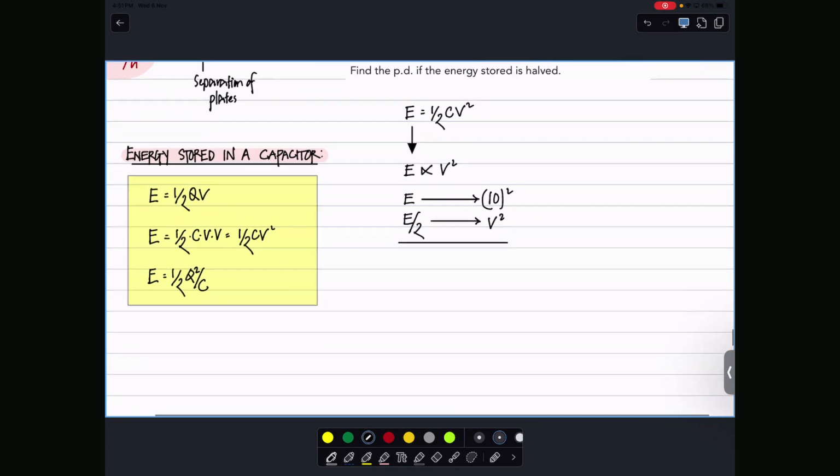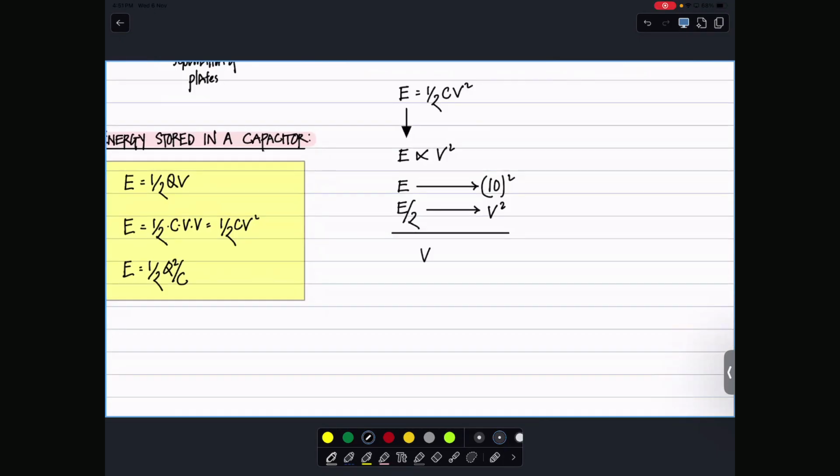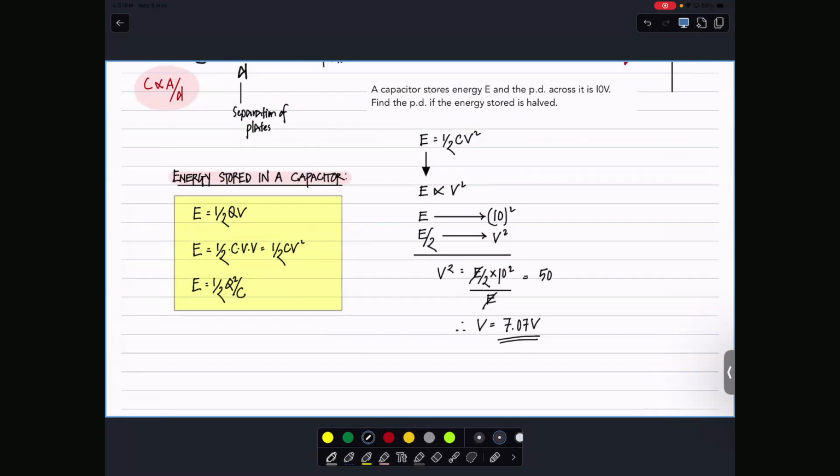Okay, okay. So from here we get V square. If I do the unitary method here, V square should be equal to E by 2 into 10 square divided by E. So here E cancels out. You get 10 square by 2, so 50. Therefore V equals root 50, which is 7.07 volts. That's the answer. Okay.